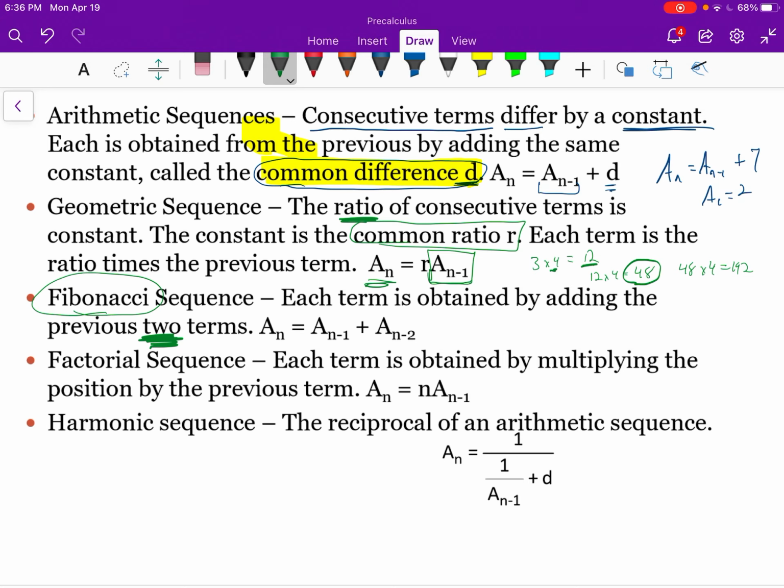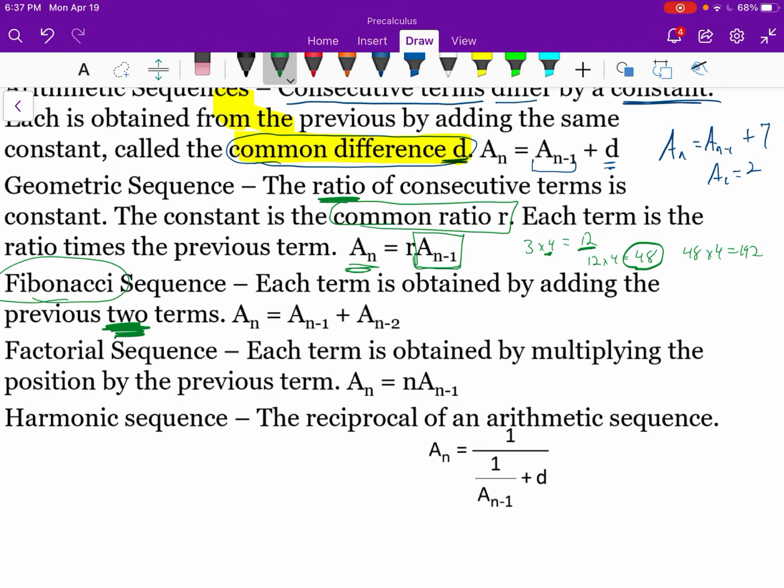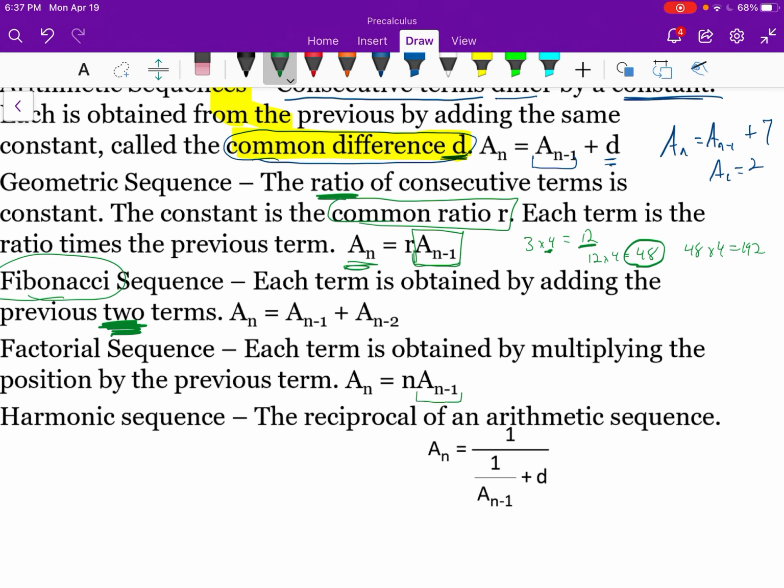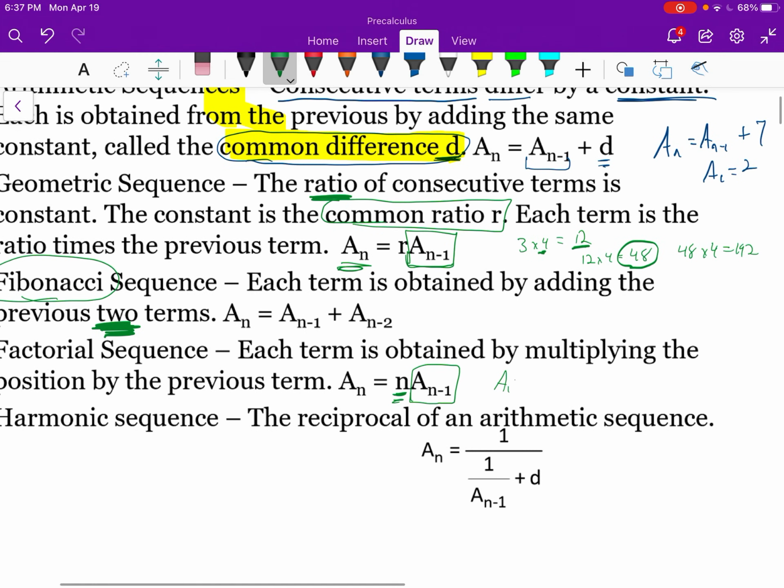Factorial. This one's interesting, and we'll see more about this when we talk about our formulas in the next lesson, explicit formulas. But what you do is you take the term before it and multiply by what term you are on. And we usually define a sub 1 as 1. So to get a sub 2, we're on the second term, and we multiply it by the one before it. So 2 times 1, which does equal 2.